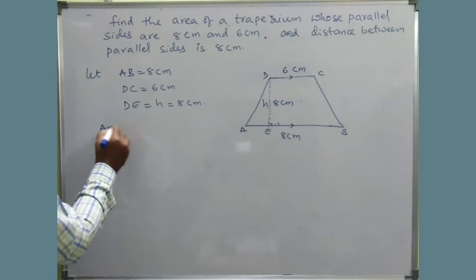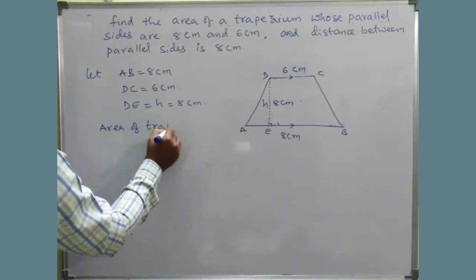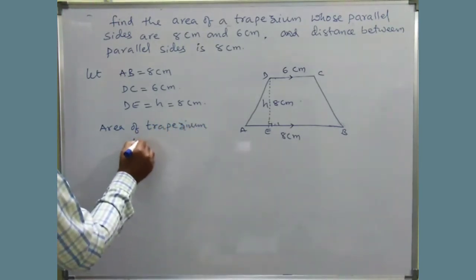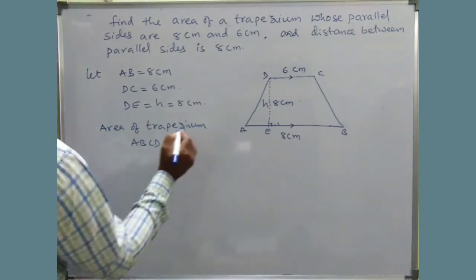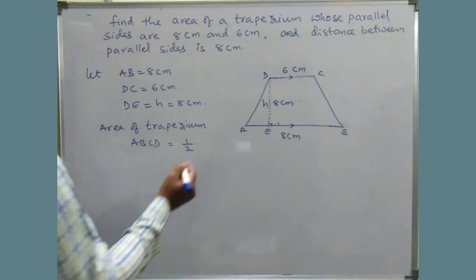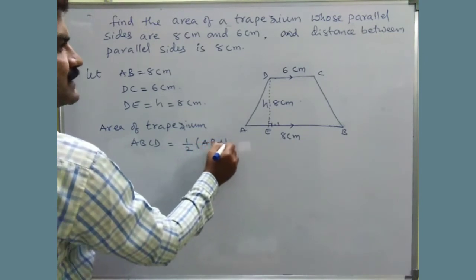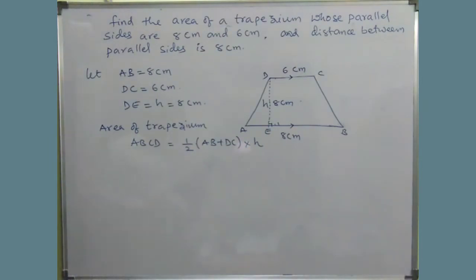Then do you remember the formula to find area of trapezium ABCD, which is equals to half of sum of the parallel sides, AB plus DC into height, half into sum of the parallel sides into height of the trapezium.